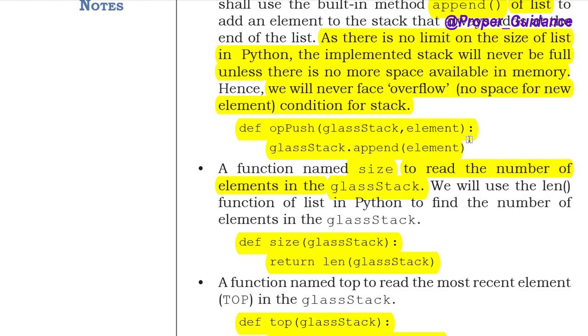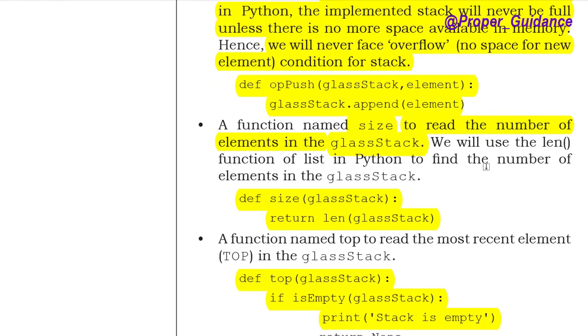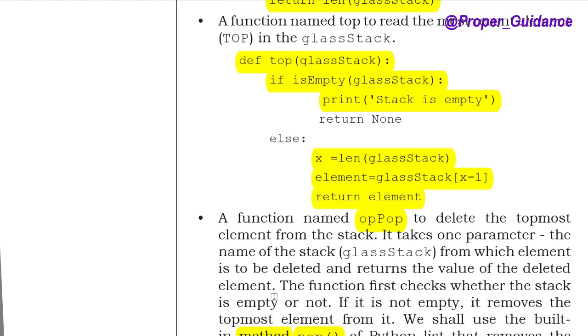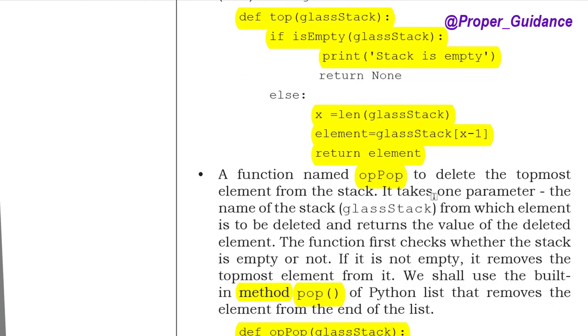Definition of push class stack element, class stack.append element. A function named size to read the number of elements in the class stack. We will use the len function of the list in Python to find the number of elements in the class stack. Okay, and a function named top to read the most recent element in the class stack also. So a function named pop to delete the topmost element from the stack.